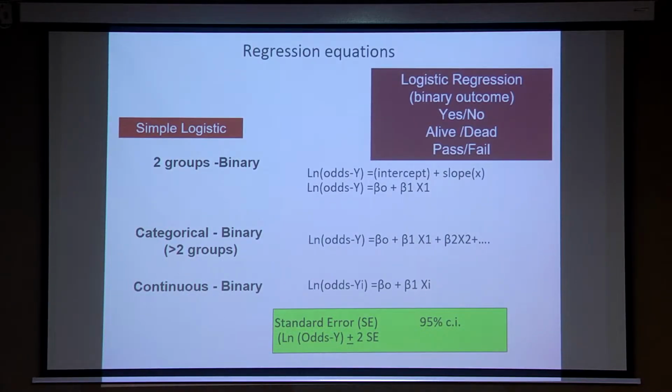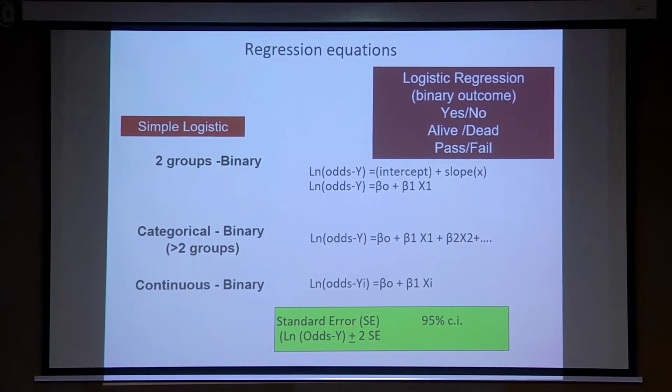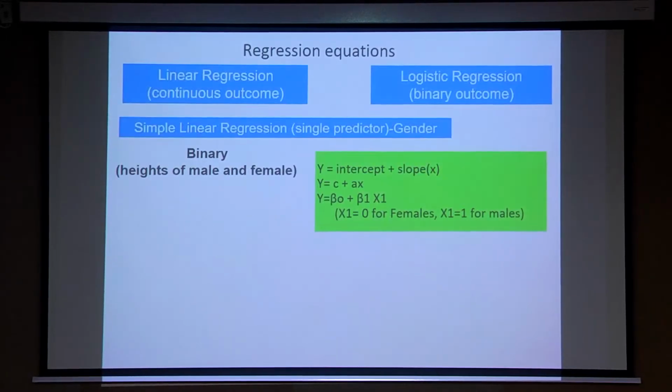So you will be getting the standard error on the logarithmic scale. You have to get the standard error and confidence limits on the logarithmic scale and then convert them into anti-log, normal scales.